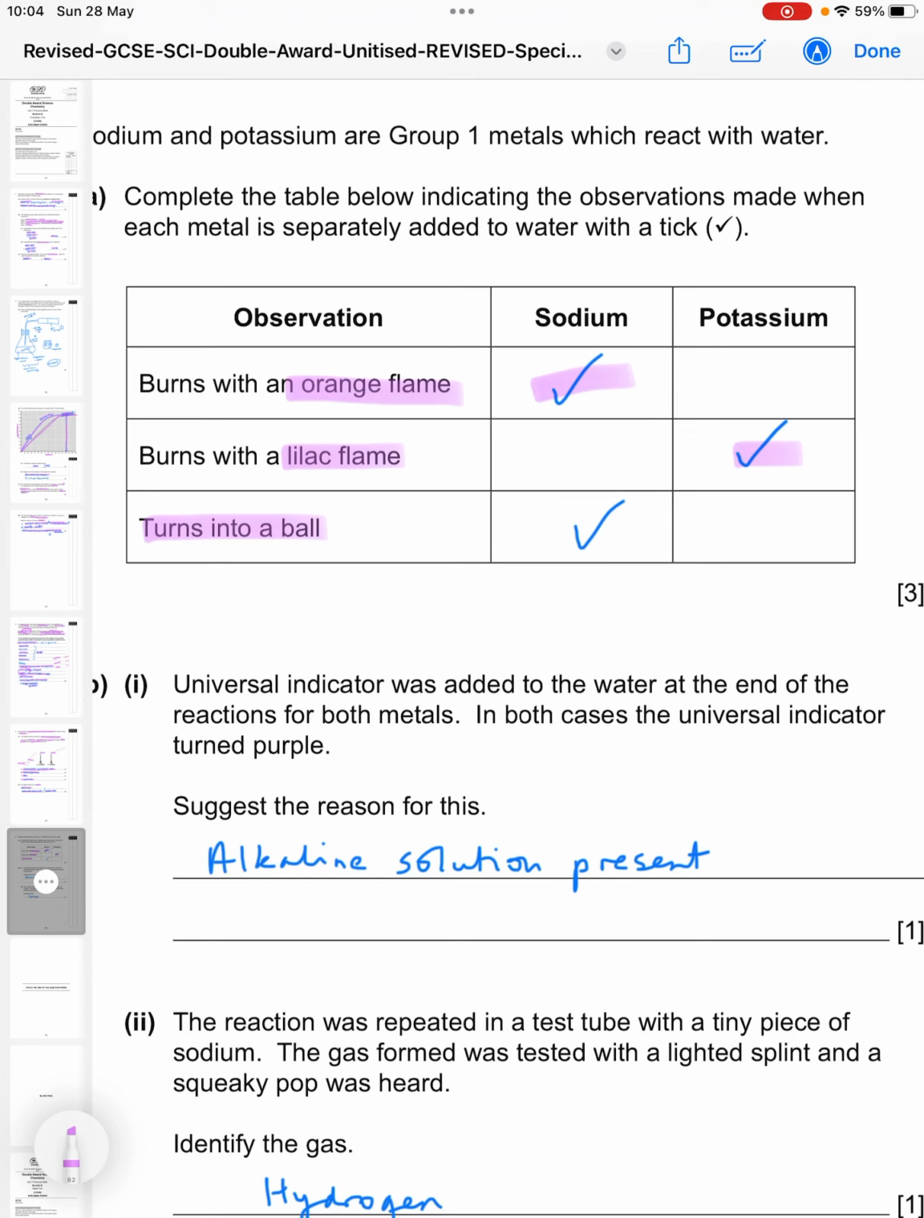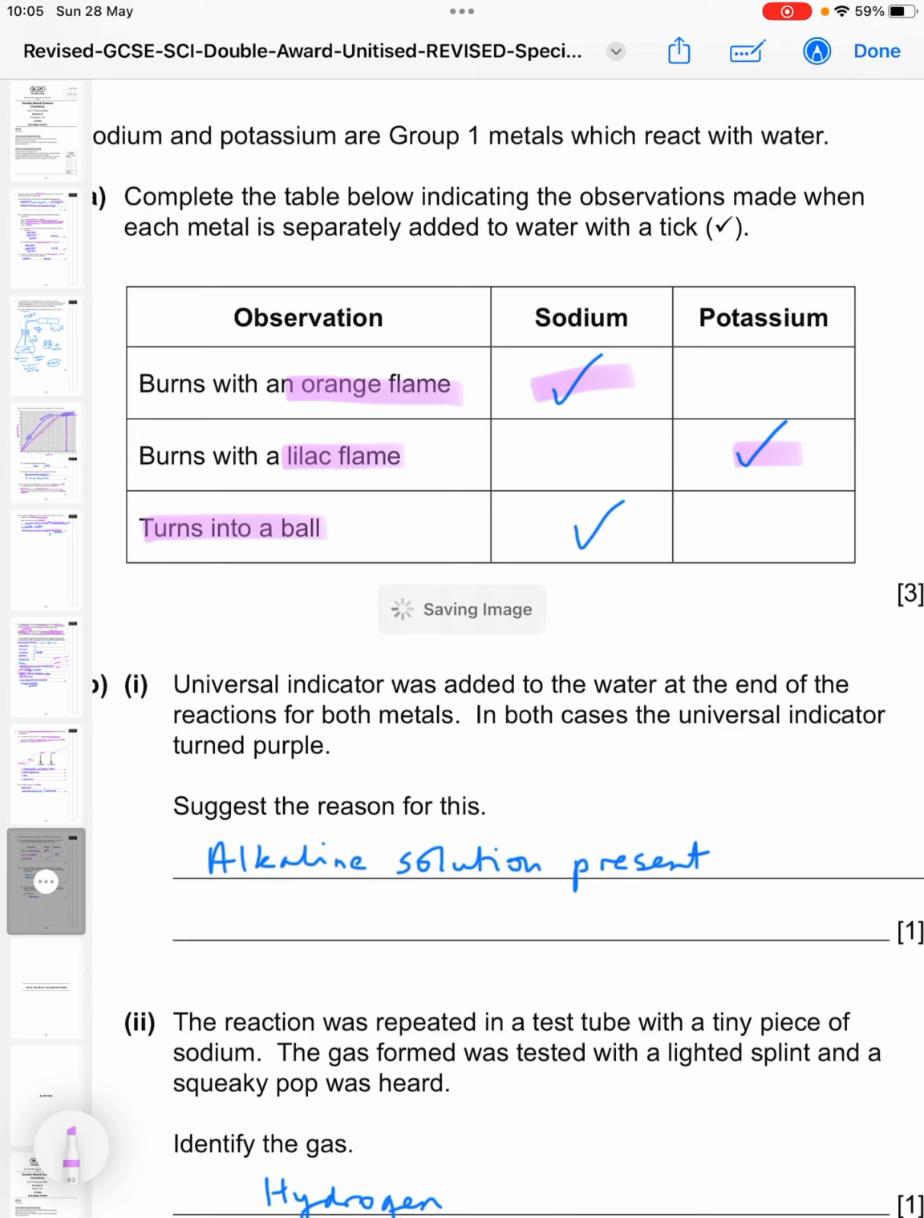I have been back through the CCEA specification where it doesn't really say anything, but their fact files and their e-guide give contradictory information about which one turns into a ball and which one doesn't. So I actually went to the Royal Society of Chemistry's website, because I would have said both melt and turn into a ball. I don't think it's really a definitive difference between the two. I would have said the main difference is that potassium is a more vigorous reaction than sodium, and that potassium burns with a lilac flame.